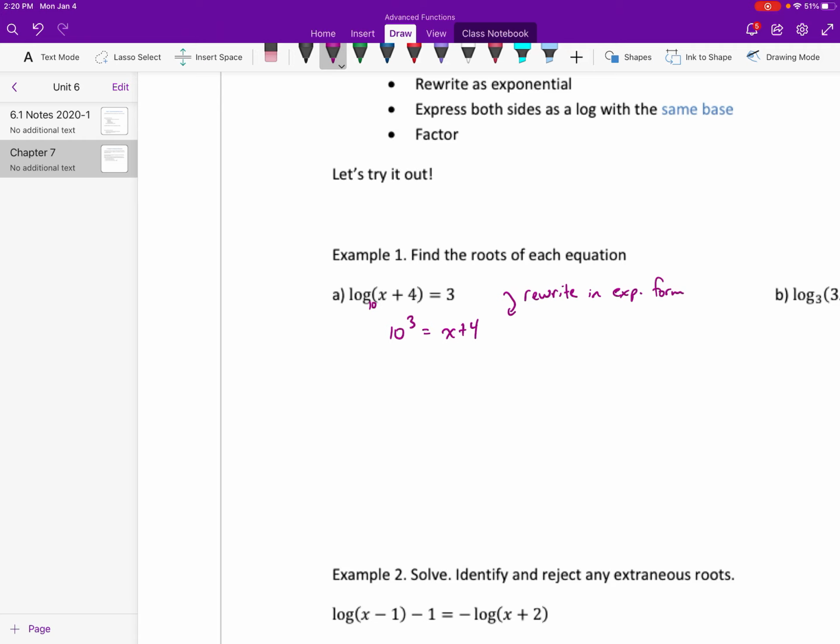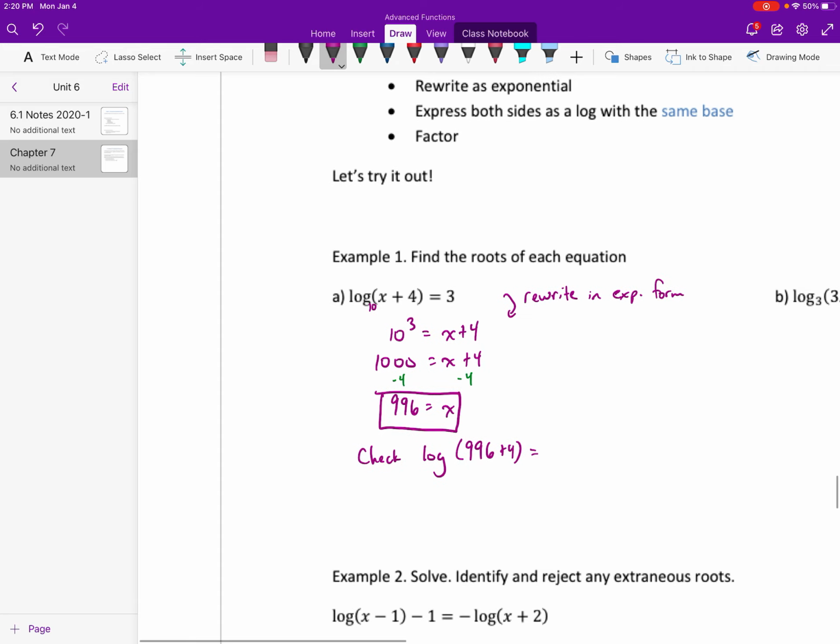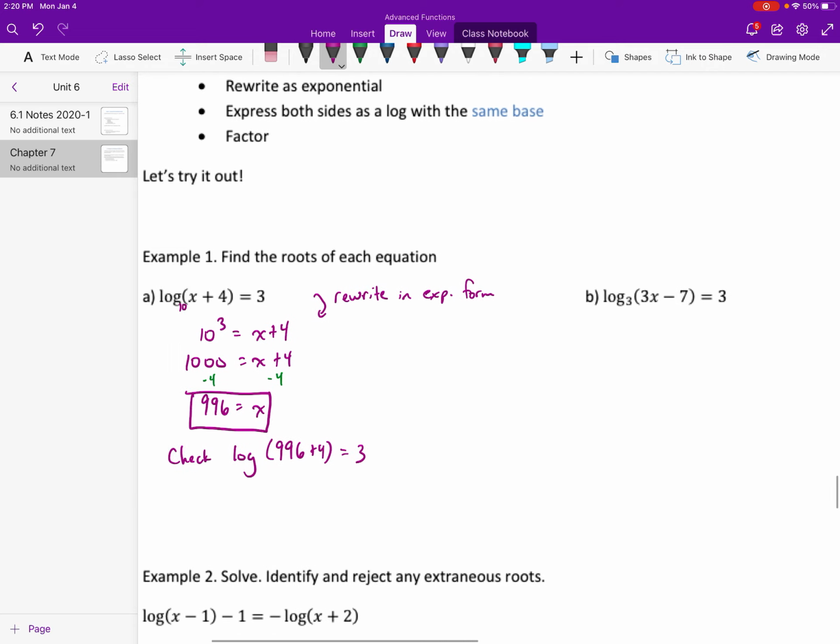Well, this is a much simpler problem now. 10 to the power 3 is 1,000. And now if we subtract 4 from both sides, we get 996 is equal to x. And there's our solution. Now, always check your work, so you can check by just plugging it into the original question. So log of 996 plus 4, and figure out what that is equal to in your calculator, and you will get 3. And we can figure that out by hand too.